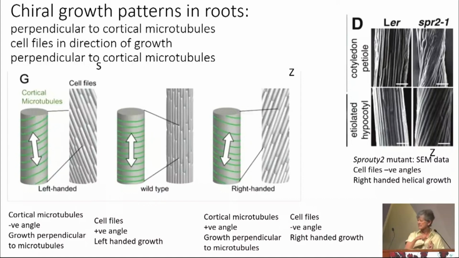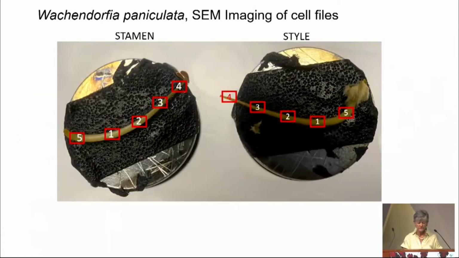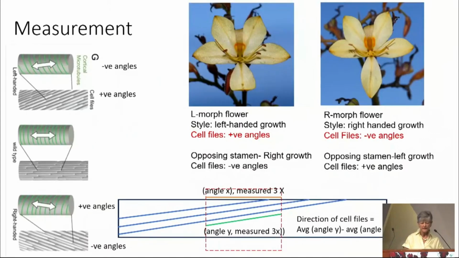So one of the first things we did is that we went and thought, well, okay, let's go and look at our styles and our stamens under a scanning electron microscope, and let's see whether they're orientated and are they twisted, either to the left or to the right. Okay, so this is what we did, is you take your style and your stamen, and you can put it on these grids.